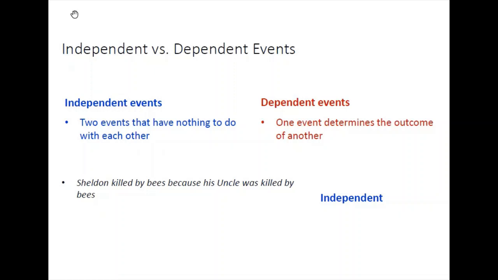Now, what are independent and dependent events? Two independent events are two events that have nothing to do with each other, and two dependent events are events where one event determines the outcome of another. It means one of them has impact on another one, but here they don't have any impact on each other. Look at here, Sheldon killed by bees because his uncle was killed by bees. These are independent events.